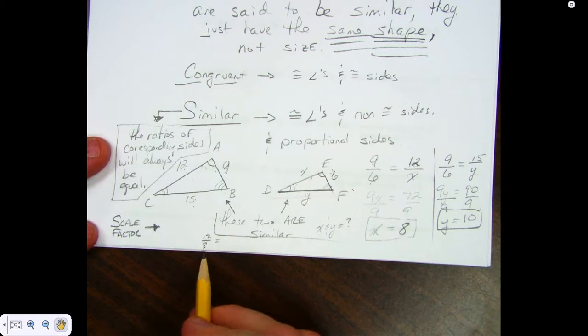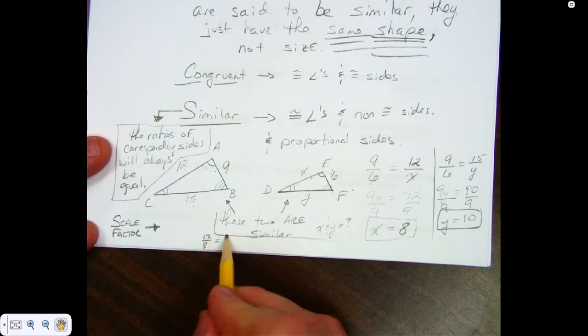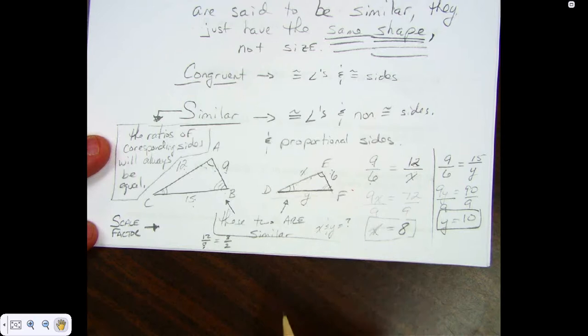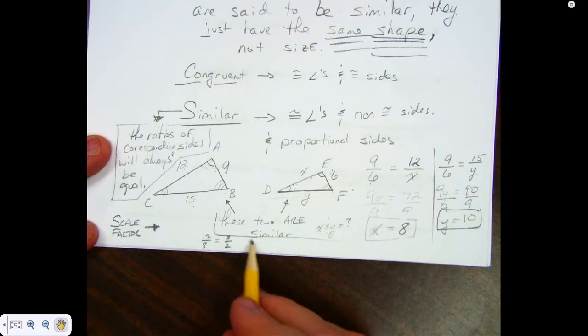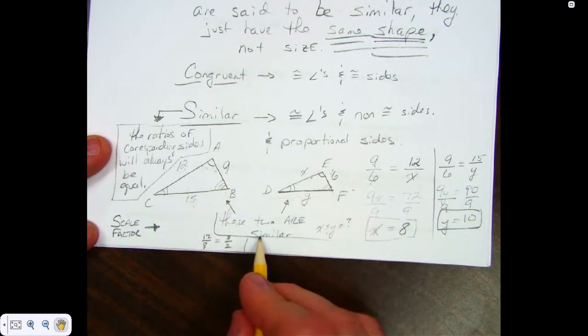What is 12 over 8 reduced to? 3 over what? 2. Does everyone agree? Let's look at another one. We just did, let's do 9 over 6. What does it reduce to?